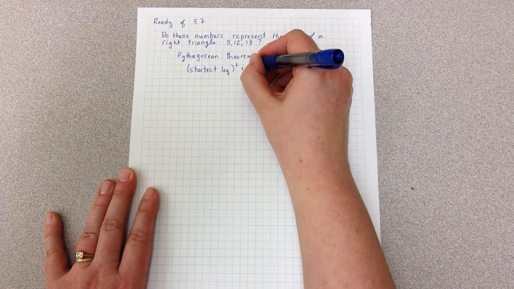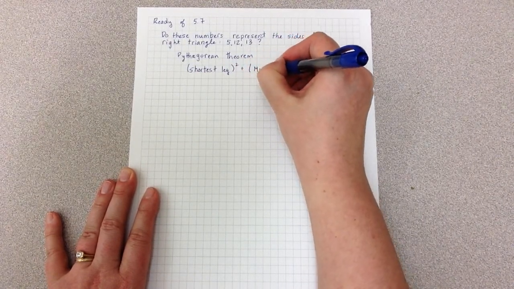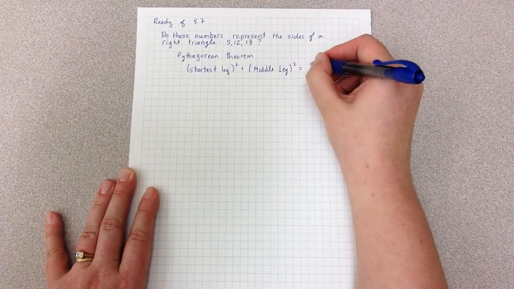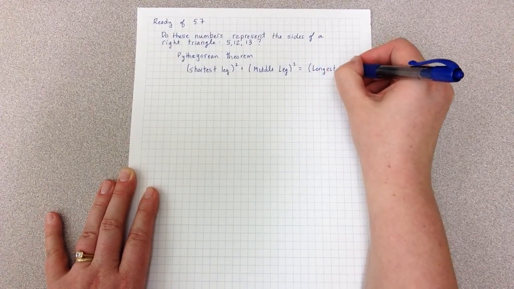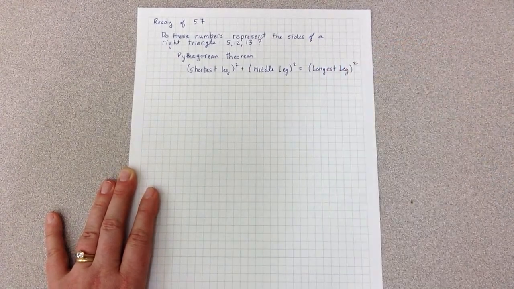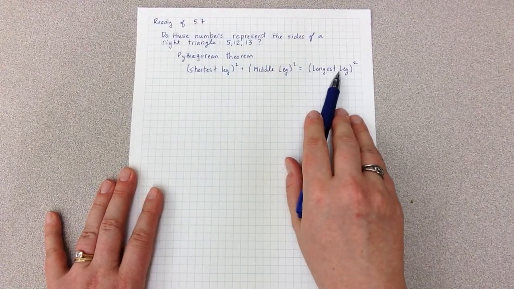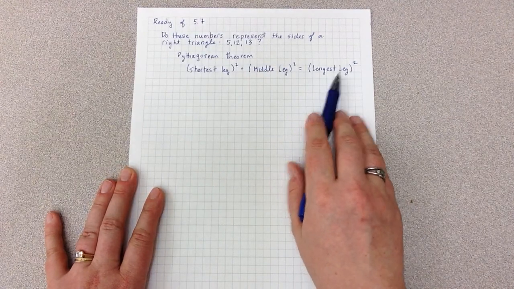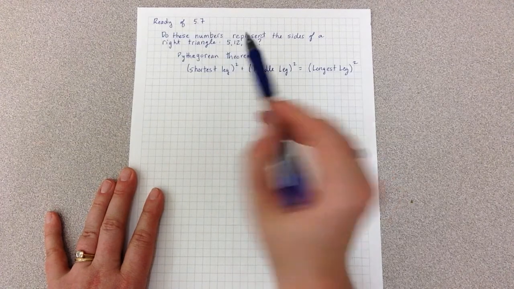squared plus the middle leg squared is going to equal the longest leg squared. So basically the deal is that you have to make sure that the biggest number is what ends up alone on the other side of the equal sign. So in this case, the shortest leg, the smallest number here is 5.